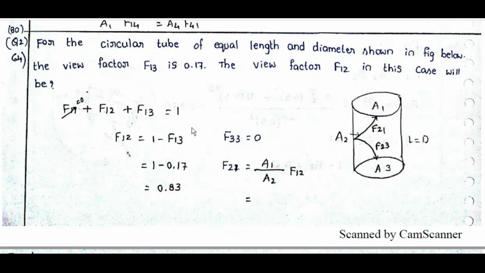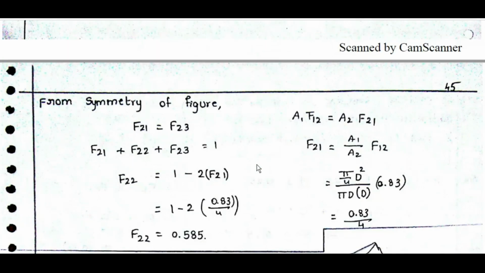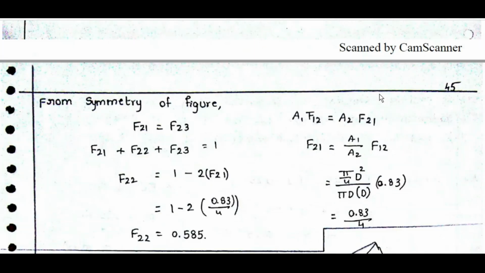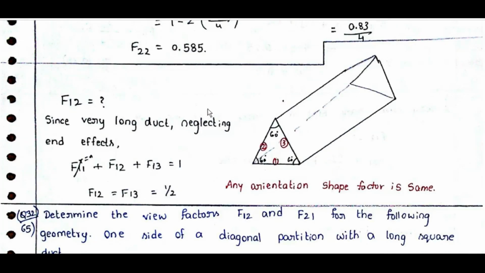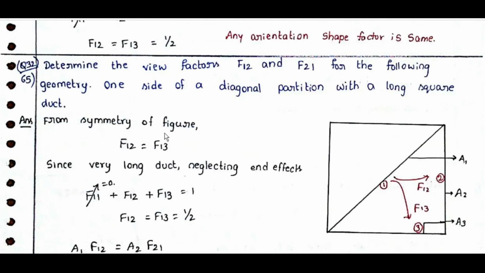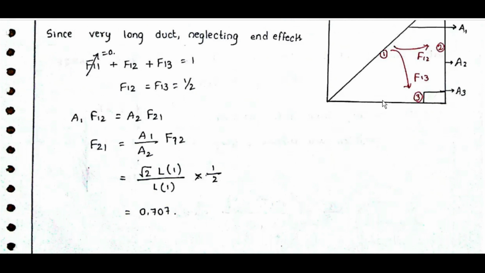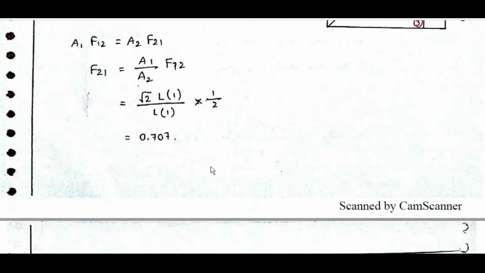One question: using the same principle we can get it. From symmetry, F21 is equal to F23. This is also the same: F11 is 0, F12 plus F13 is equal to 1, so by symmetry each is equal to half. F21, F12 again, using the same principle with A1 and A2, we can get it.